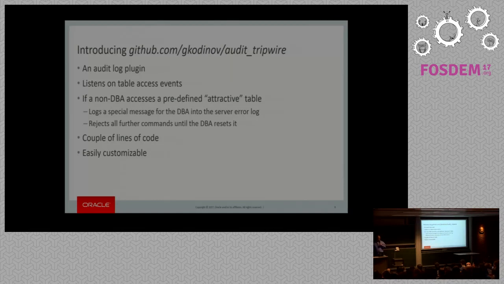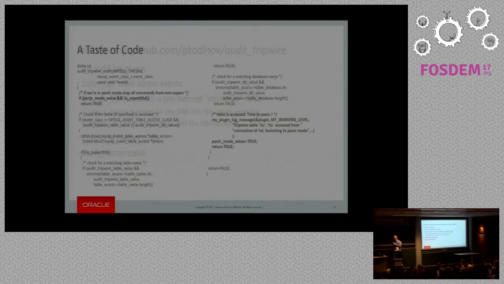So what's the idea? The idea is that if a non-DBA accesses a predefined attractive table, then the plugin will detect that. It will log a special message for the DBA into the error log, and it will start rejecting all further commands. Basically, the alarm is on, and you are in panic mode. It's a couple of lines of code. I will show you some of that, and it's pretty easily customizable. This second definition here does not have to be that. It can be whatever you like it to do. But this is for demonstration purposes only, so it's a good goal.